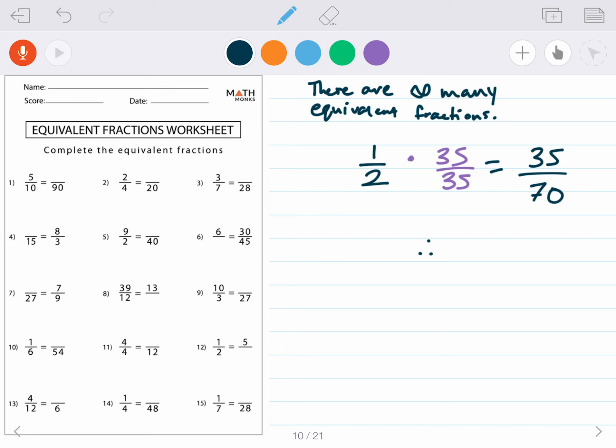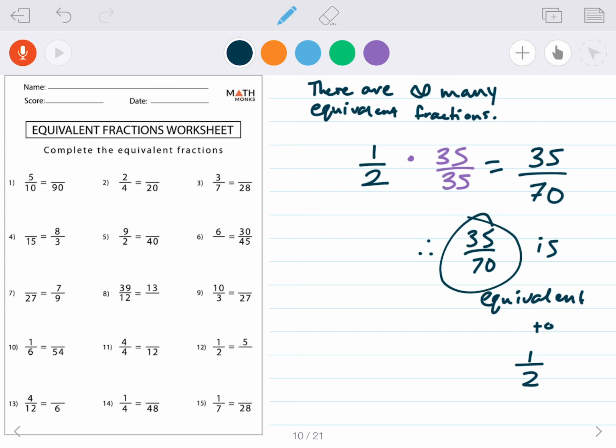And therefore, 35/70 is equivalent to 1/2. These are the same thing. This is a cake with 70 pieces, 35 shaded, and that's the same thing as a cake with only 2 pieces and 1 shaded. These mean the same thing, and there's infinitely many of these because there's infinitely many numbers we can multiply them by. So that's a little side note.